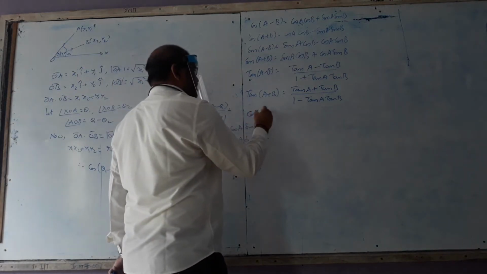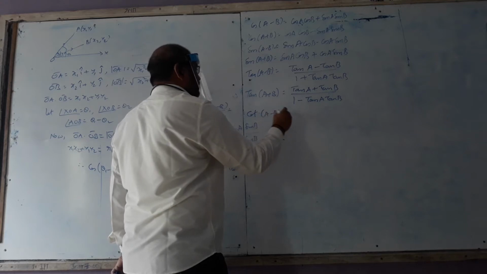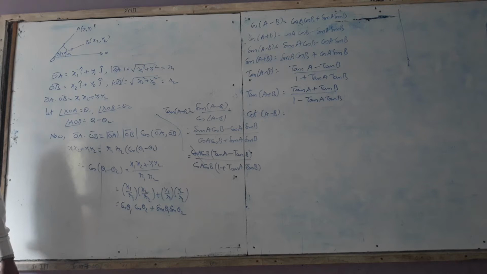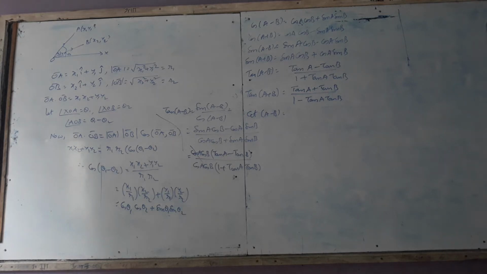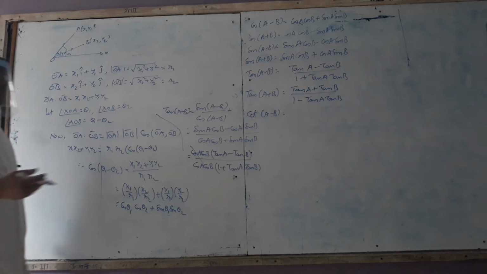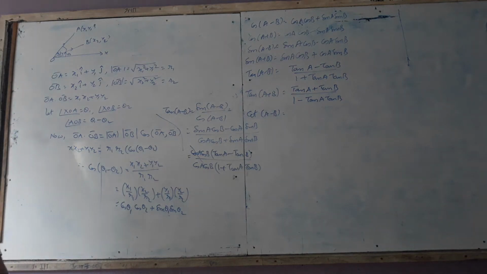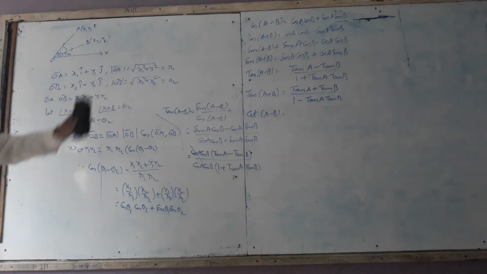Similarly, cot of A minus B is another important term. Sin, cosine, tan is over. Cosecant and secant are not necessary. If anybody asks, you find sin and cos and take its reciprocal. Suppose secant of A minus B is asked, find cos of A minus B and take its reciprocal. But cot of A minus B is one of the most important formulas.